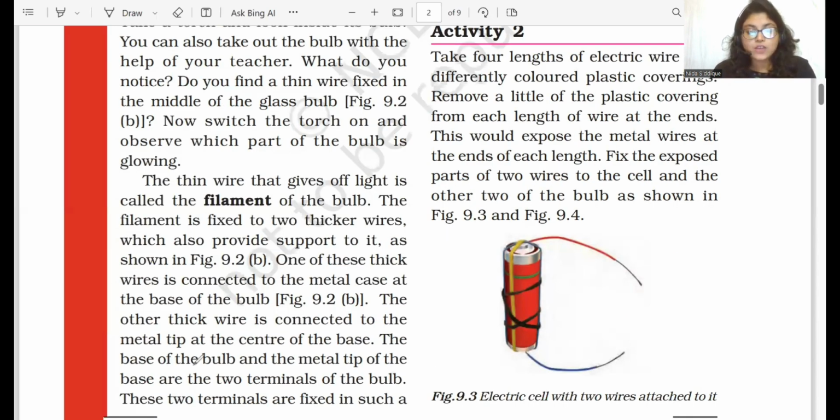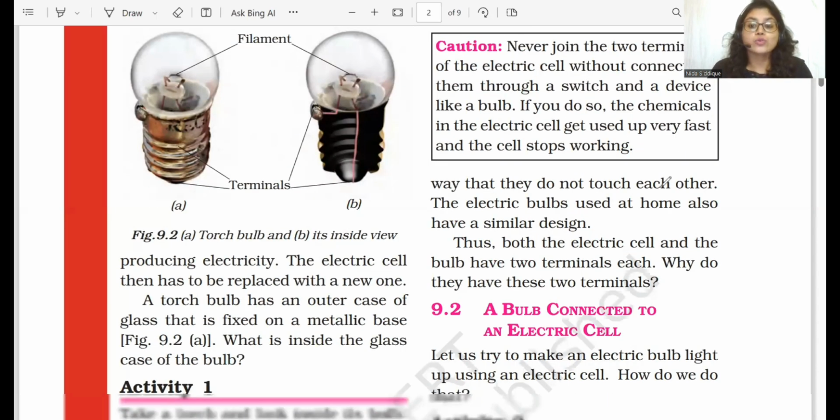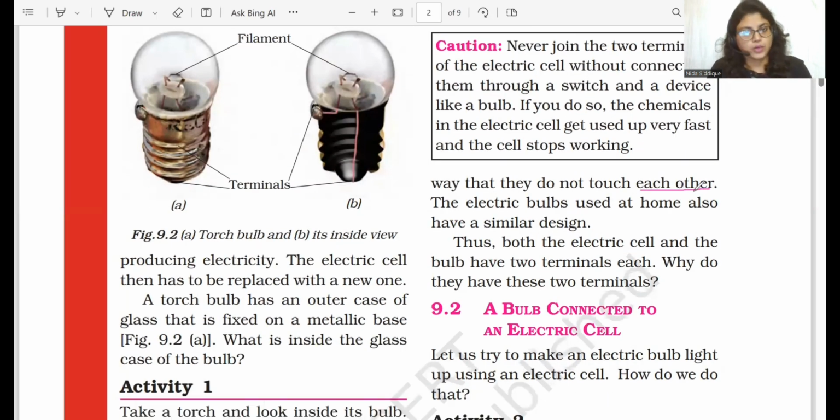So this base of the bulb and the metal tip of the base are the two terminals of the bulb. One is a positive terminal and one is a negative terminal. And these two terminals are fixed in such a way that they do not touch each other. These two ends never touch each other, and they make the two terminals of the bulb.